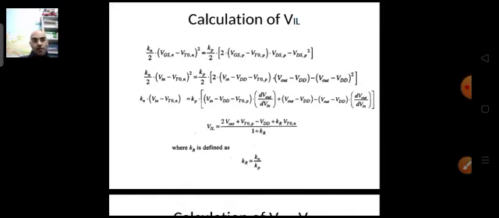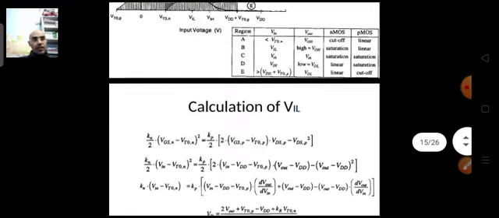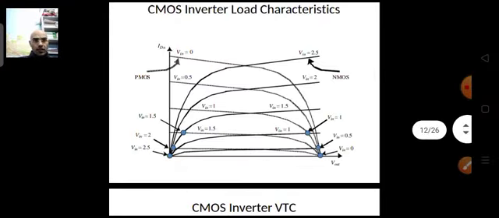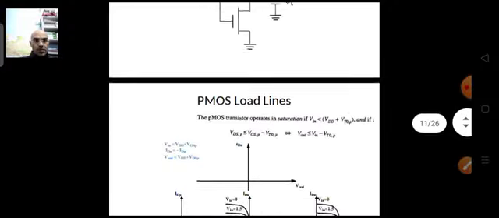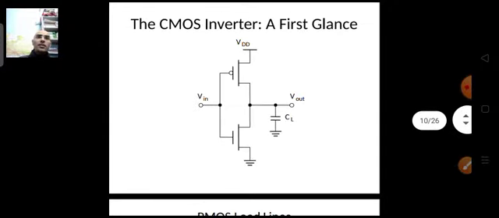As seen during the discussion of the CMOS inverter, during the DC behavior, as we are trying to analyze the DC characteristics, we treat the load capacitance CL as an open circuit. So the drain current which is flowing through your driver is equal to the drain current which is flowing through the load.